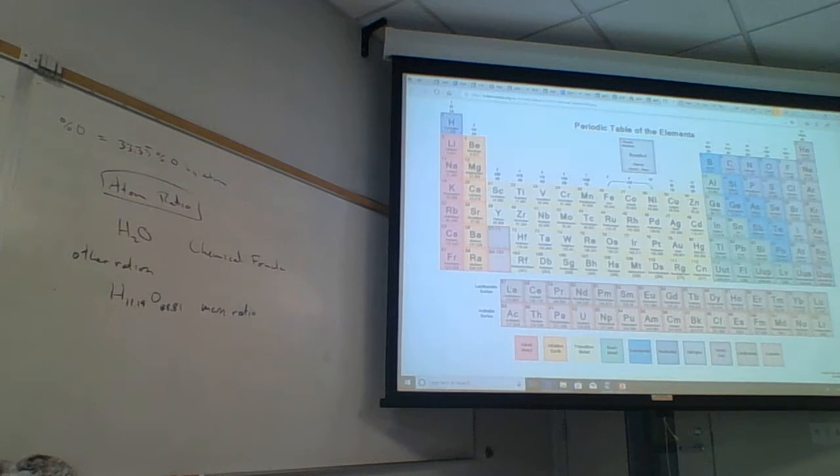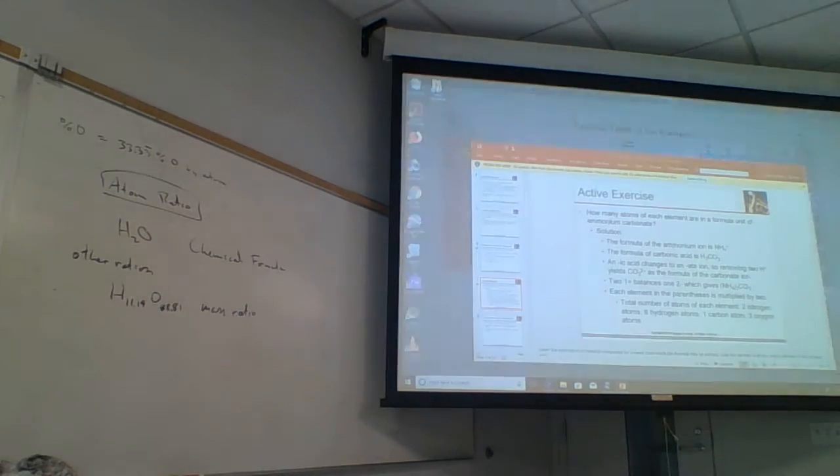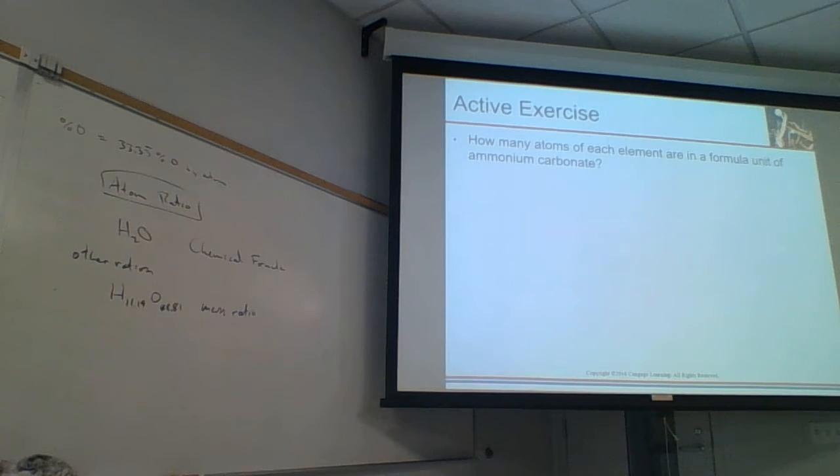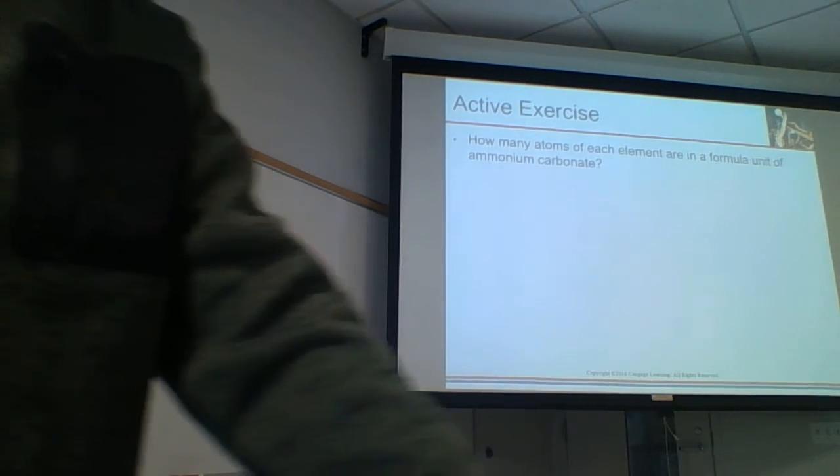Okay, let's break down the composition of ammonium carbonate next, atom by atom. I think that's what they want. So let's do this slideshow. Next slide. How many atoms of each element are in a formula unit? Well, what is a formula unit again? Somebody explain it to me in their own words. Formula unit.